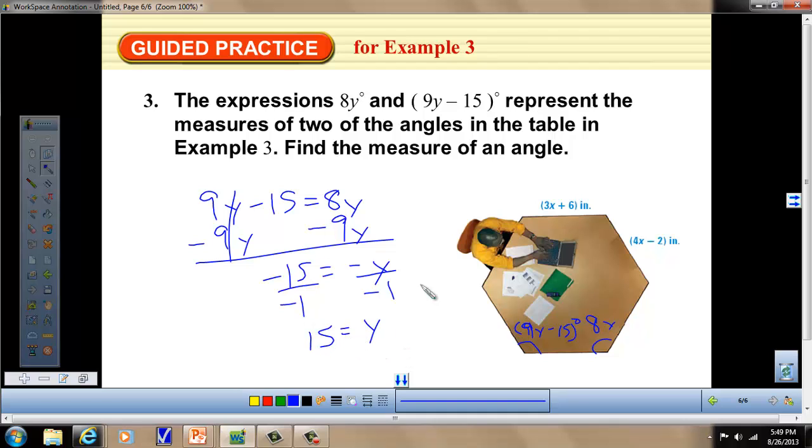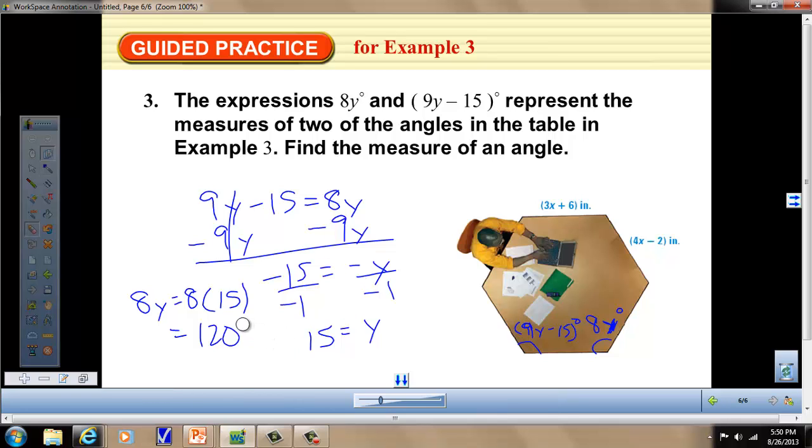And then we need to find the measure of one angle. I'm going to use this 8y degrees right here because that's the easier one to work with. So 8y is equal to 8 times 15, and 8 times 15 is 120 degrees. If we plug the 15 into here, we would get 9 times 15 is 135. Minus 15 also gives us 120 degrees. So in both cases, this is 120 degrees.